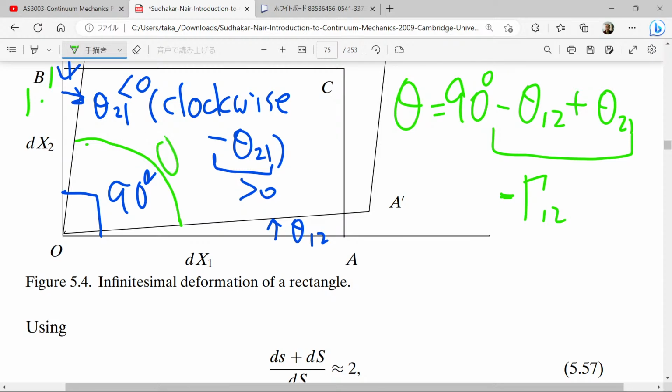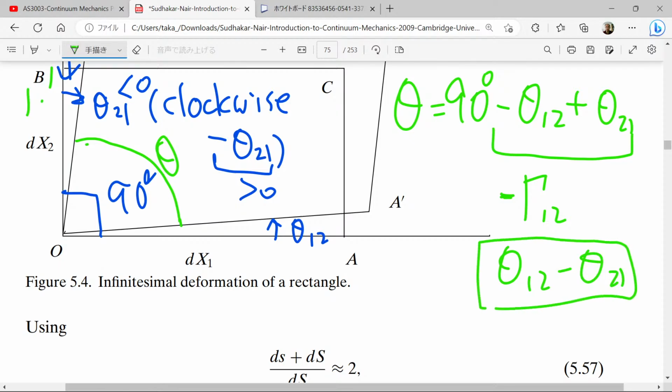Here, this angle changed by deformation from 90 degrees to theta. And what is the theta value? Which is 90 degrees minus gamma 1, 2. Then gamma 1, 2 turns out to be theta 1, 2 minus theta 2, 1. This is the gamma value, gamma 1, 2. Okay.